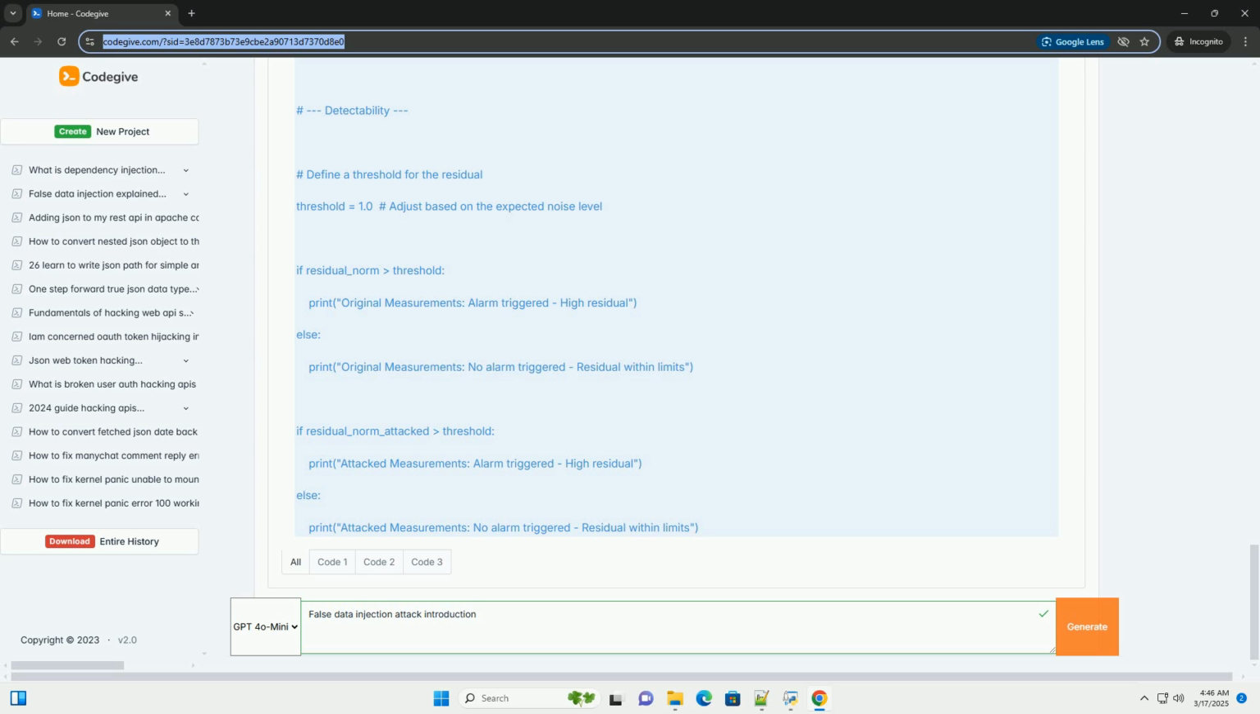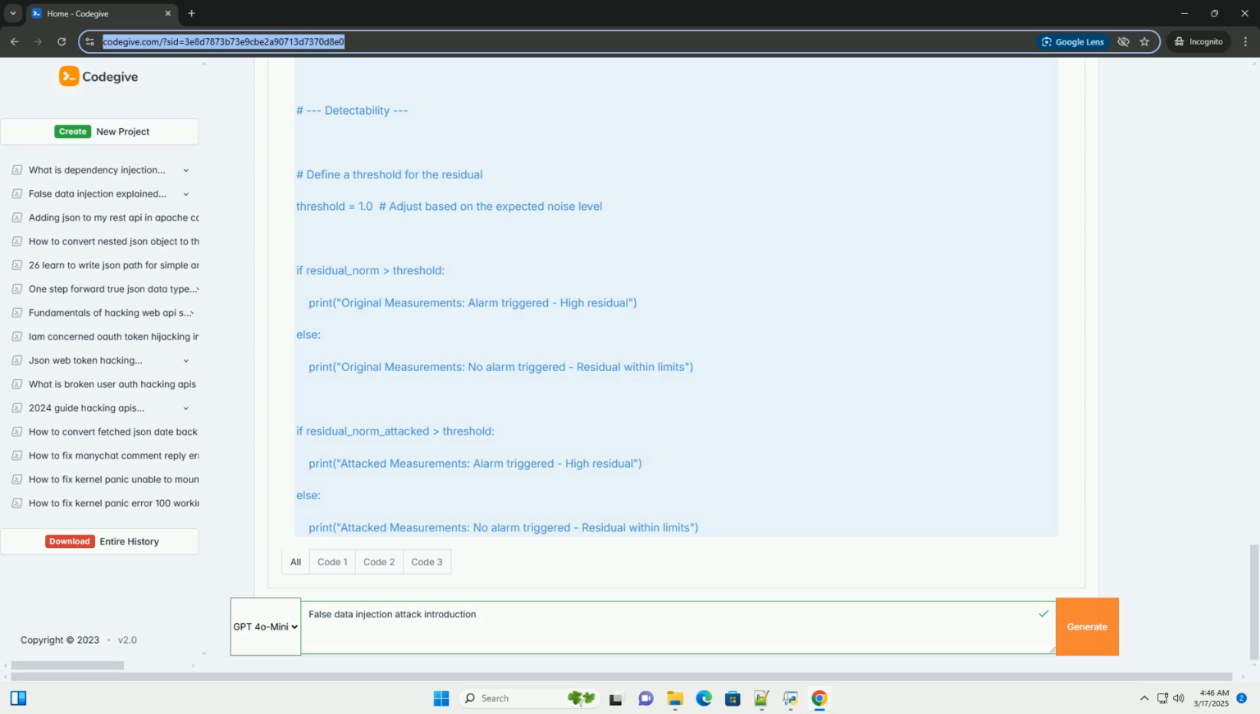4. FDI attack: the code selects a target_state_index to manipulate. It defines the desired change c_value in the target state variable. It creates the vector c with the desired change at the target index and zeros elsewhere. It calculates the attack vector a = H c. It injects the attack vector by adding it to the original measurements, z_attacked = z + a.